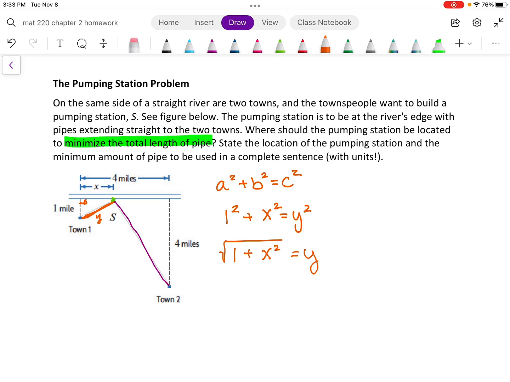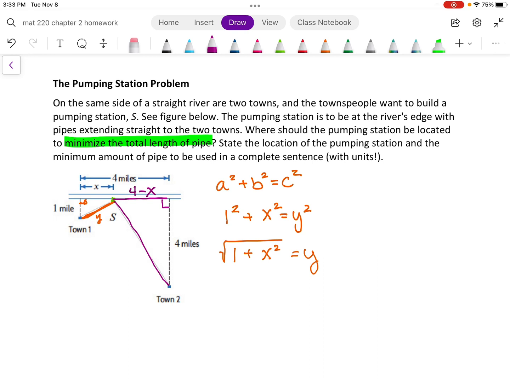Now I'm going to head over and look at this other side length I need to find. I also have a right triangle. I'm given that one of the legs is 4, but I'm not given the length of the other leg. Instead, I'm given that the total distance along the river between the two towns is 4 miles, and I know that this other piece was x. So I could describe this length right here as 4 minus x.